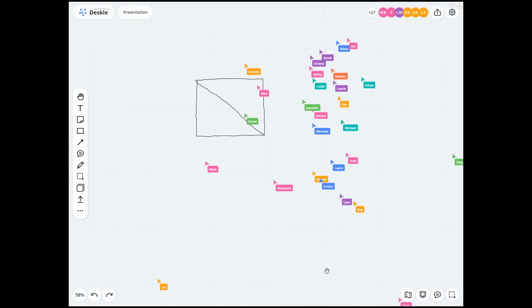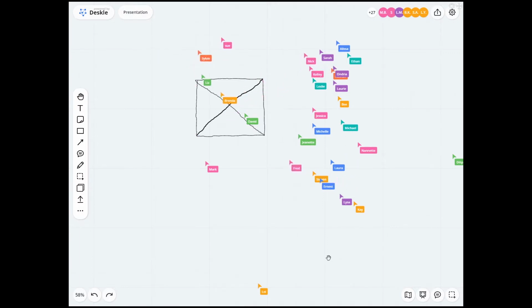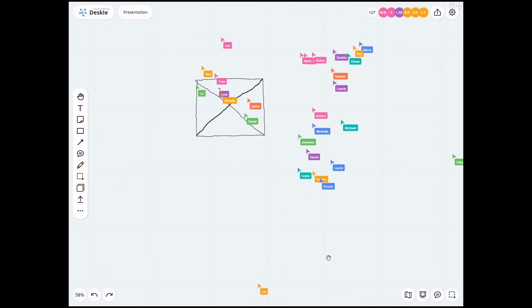You should be able to, if you move the screen around, see basically a box with an X in it. Can somebody in the chat just verify that you see a box with an X in it? Cool. Yeah, it looks like people can see.